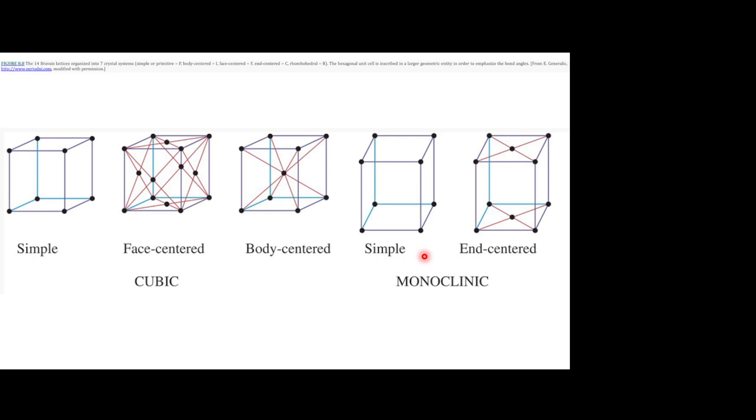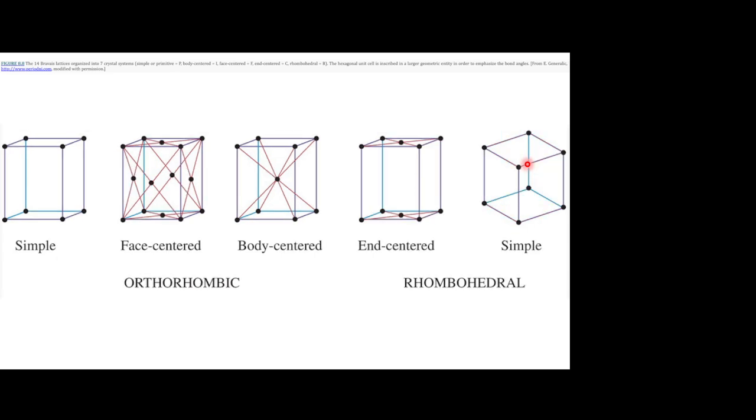Okay, this is monoclinic. And so you'll see that you have 2 sides that are the same, right? And so this one here is the simple or primitive. This one here is end-centered. You can't be completely face-centered where it's on all the faces, right? It has to be end-centered instead because they're not the same facing on every side. Okay, this one right here is orthorhombic.